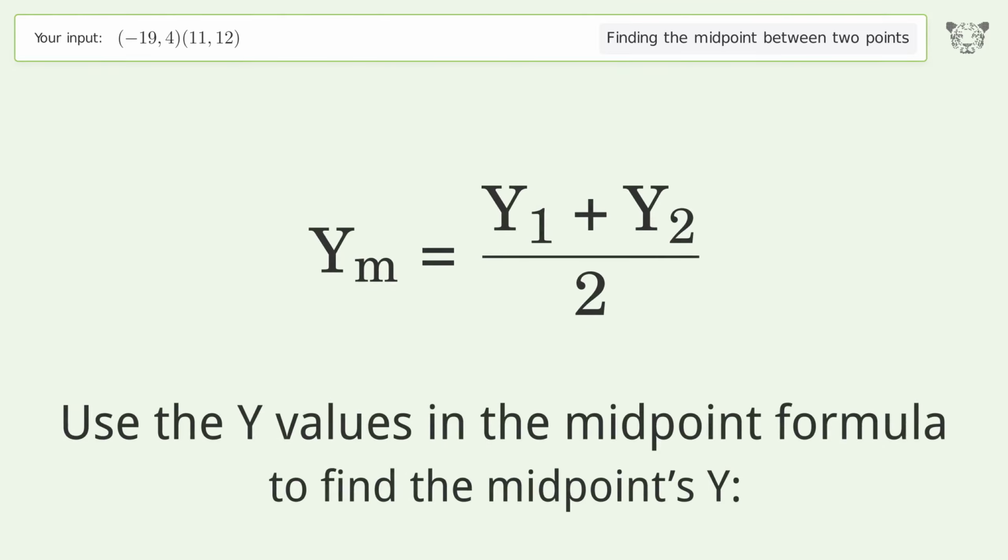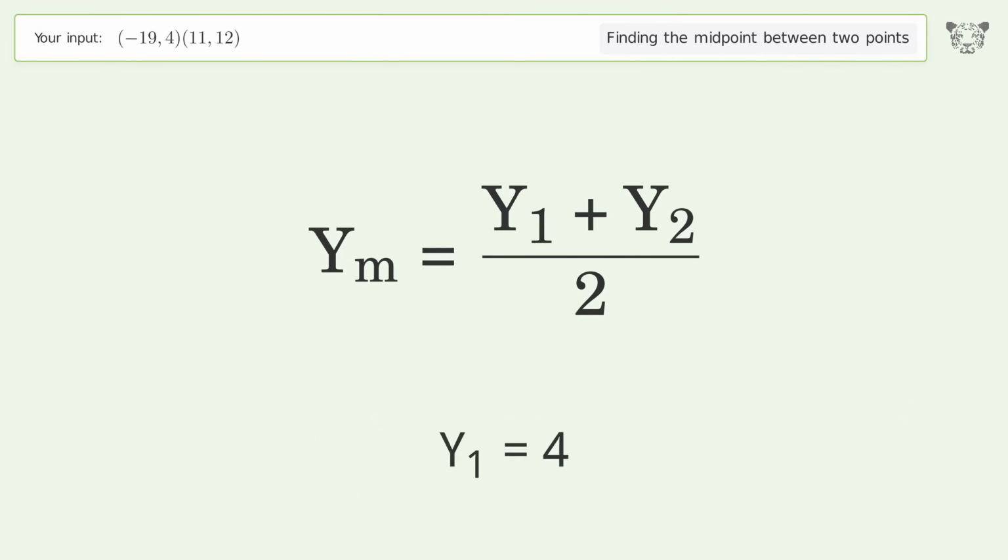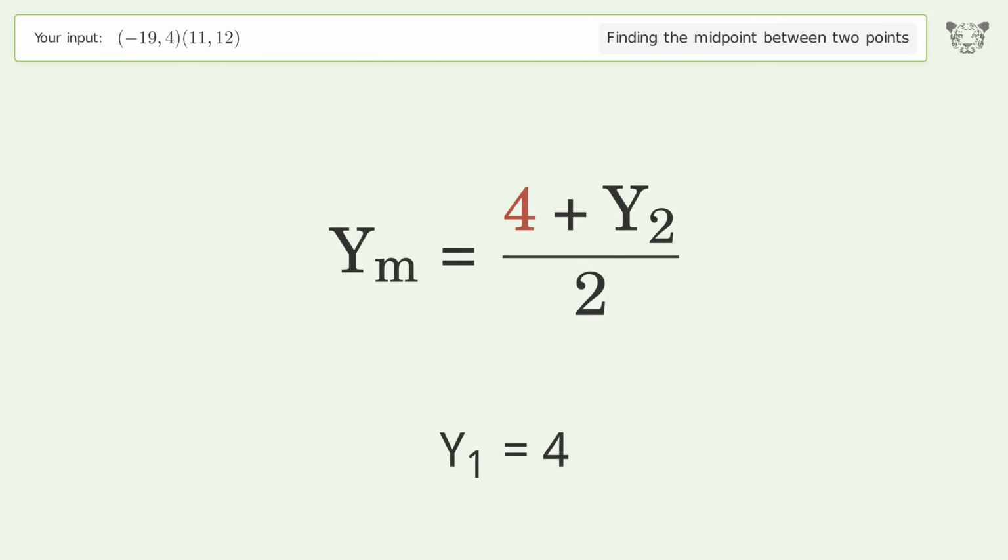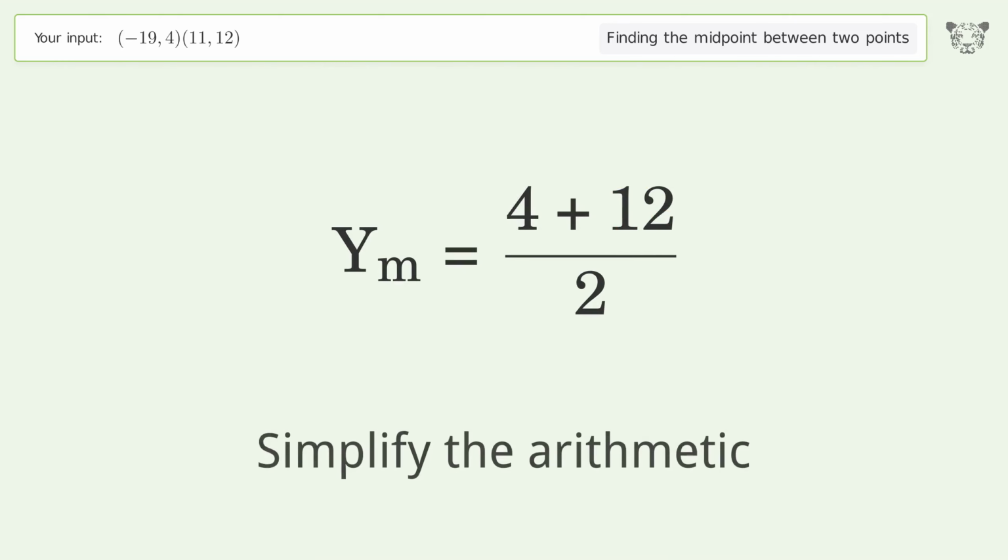Use the y values in the midpoint formula to find the midpoint's y. y1 equals 4. y2 equals 12. Simplify the arithmetic.